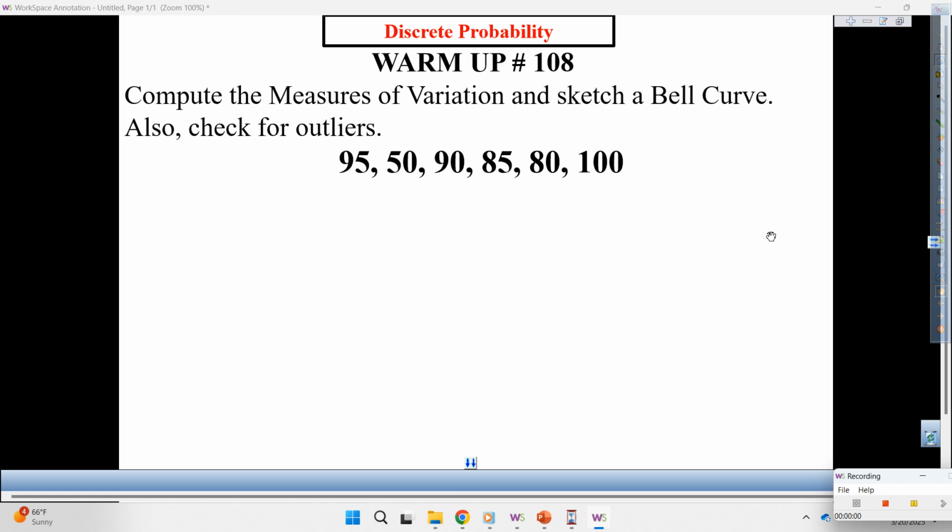So warm up 108 should be done. Measures of variation, sketch a bell curve. Then it says check for outliers.